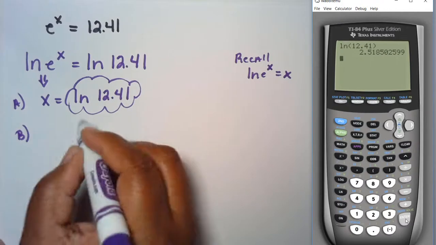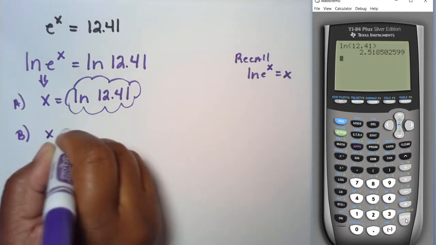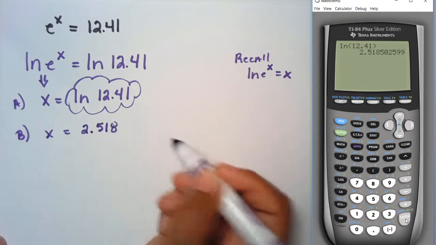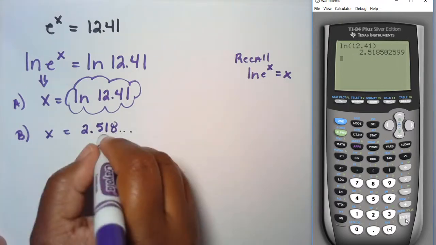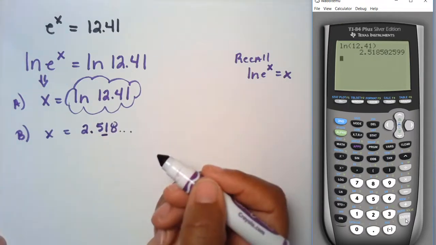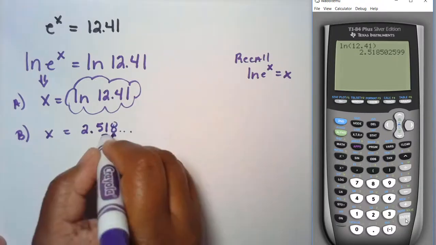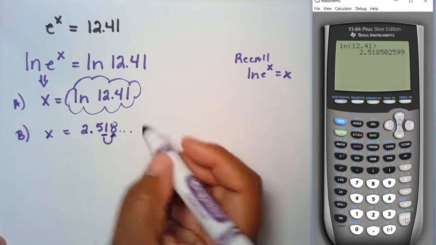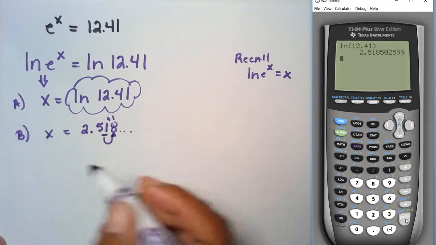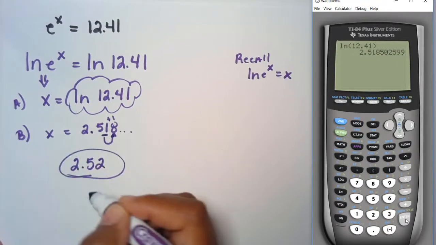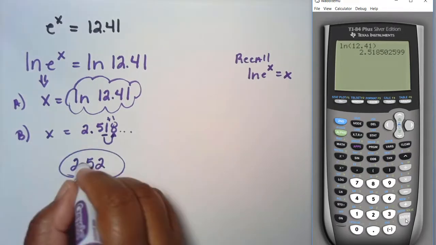So here we have 2.518. I'm going to just stop here. We want to decide if the 1 is going to stay or we have to add 1. Okay, and let's look to the right. 8 is greater than 5, so we're going to add 1 to the 1. So our answer is going to be 2.52. There we go.